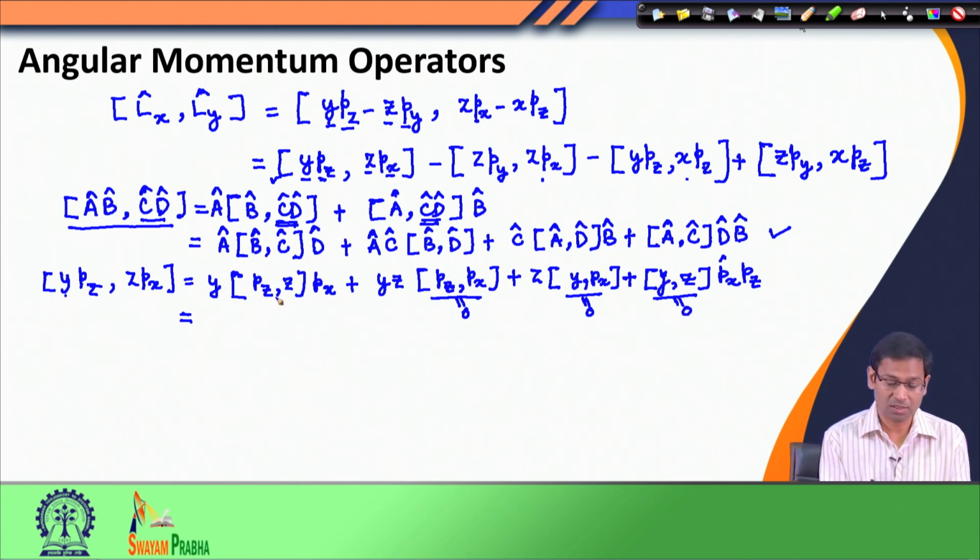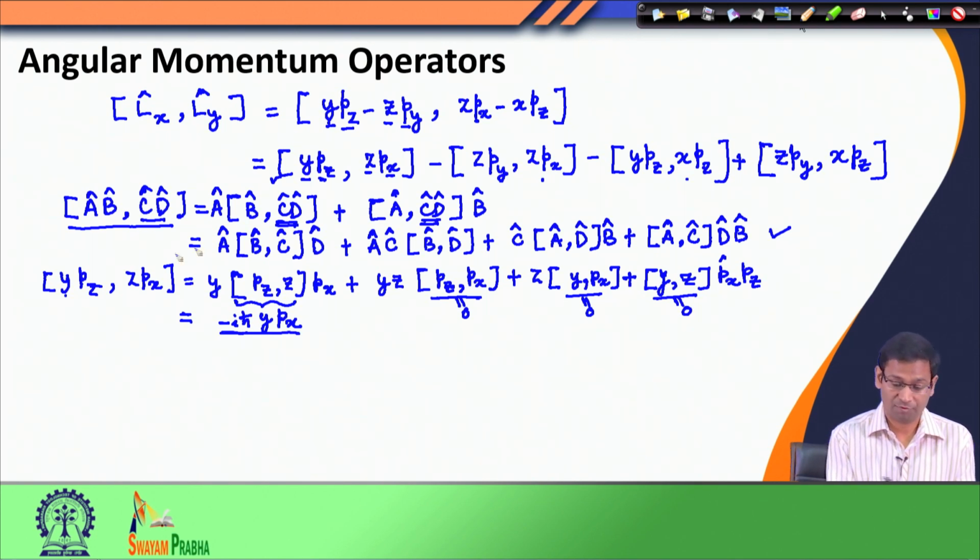Now, I have only one term here, which is [Pz, z]. We have already seen the commutation between x and Px, that was i h bar, and since this is the opposite of it, it is [Px, x] kind. So, the value of this commutation is minus i h bar Y Px. So, here the commutator of [Pz, z] is minus i h bar, and I have Y and Px. So, this is what I got from the first term.